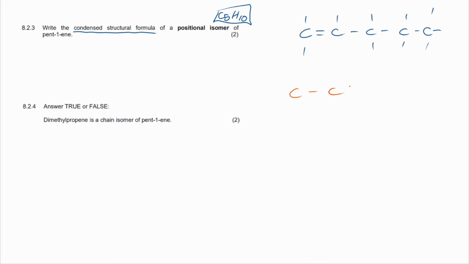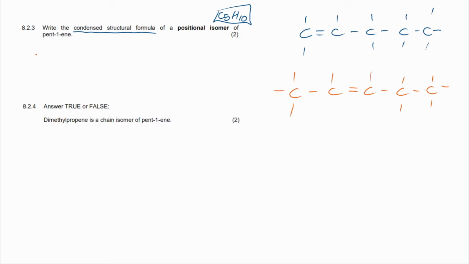Let's move it just 1 across, why not? See what happens here. Again, 3 hydrogens there, this carbon only has 1 hydrogen, this will also only have 1, and here we have 3. Let's count in 2s again: 2, 4, 6, 8, 10. So that's a possible one. Now we just need the condensed structural formula.